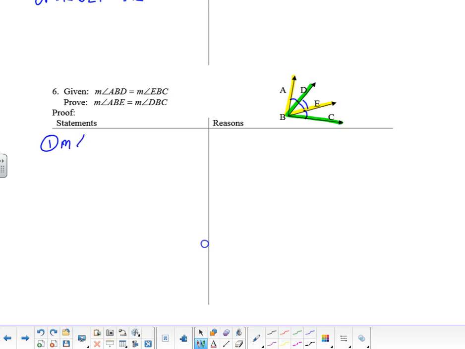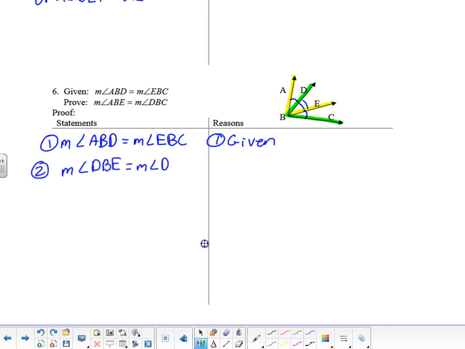So let's start with our given. The measure of angle ABD equals the measure of angle EBC. That's given. Okay, now we have to get a second angle to add, and that's the measure of angle DBE equals the measure of angle DBE. That's a freebie. The reflexive property.